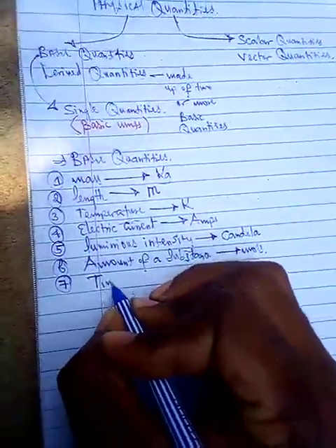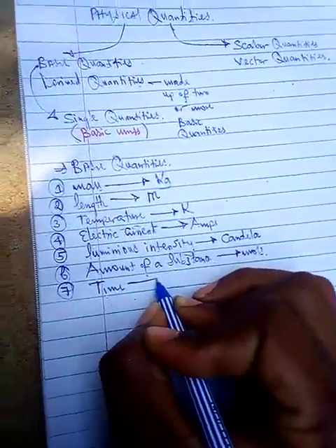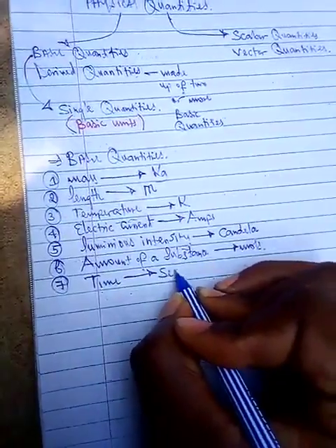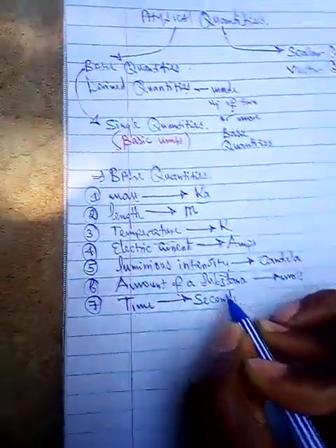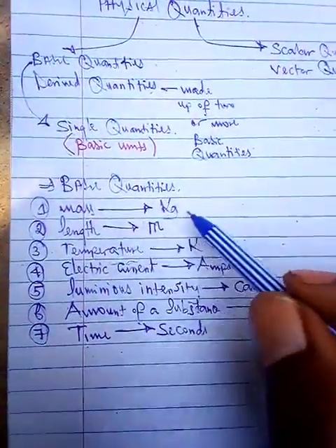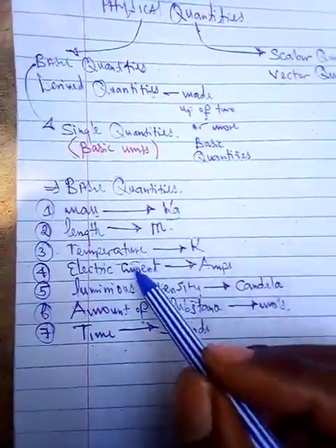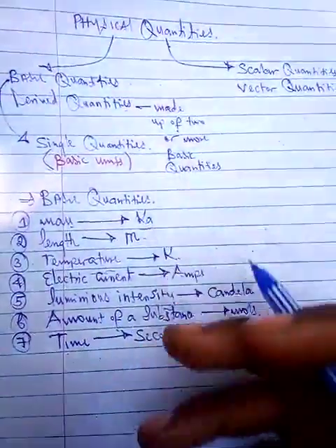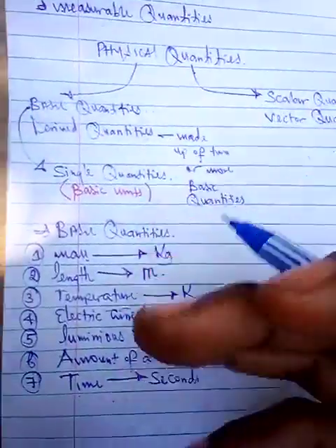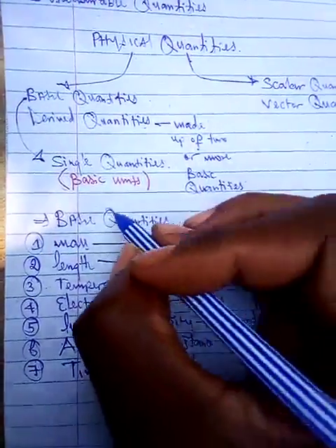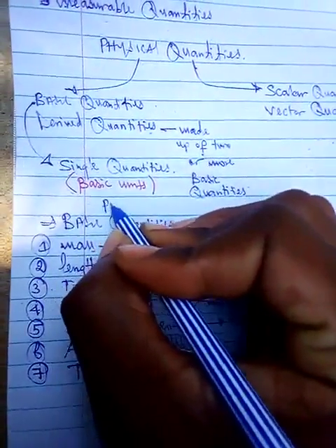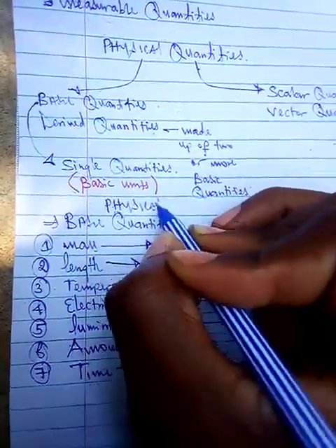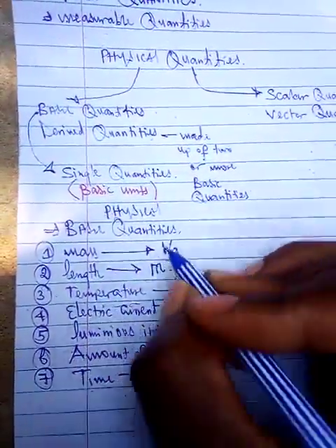Time is measured in seconds. Those are the SI units for time, the seconds. So basic quantities: mass, the kilograms, length, meters, temperature, kelvins, electric current, amps, luminous intensity, candela, and so on. These are the 7 basic physical quantities that you need to know.